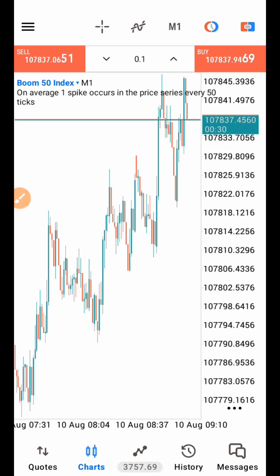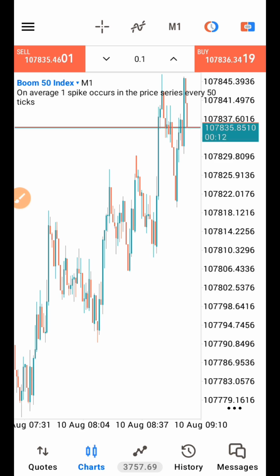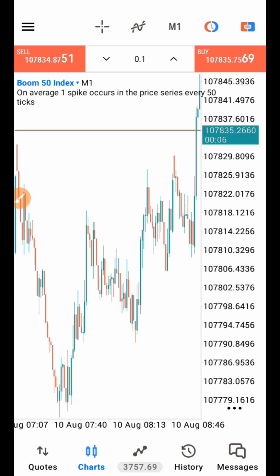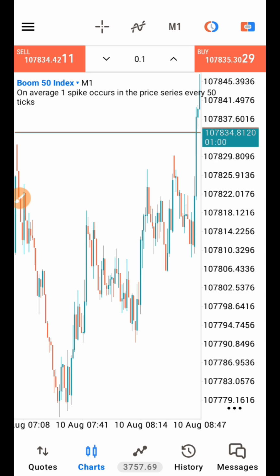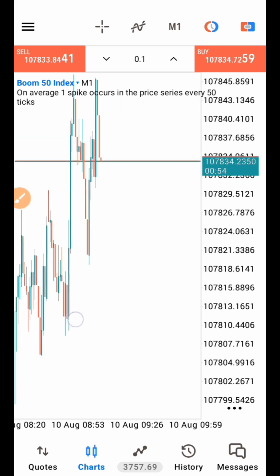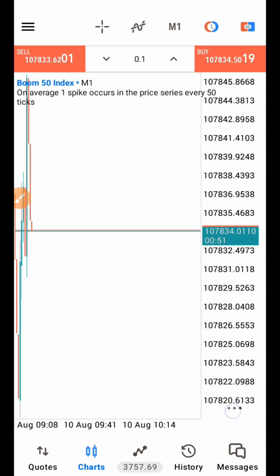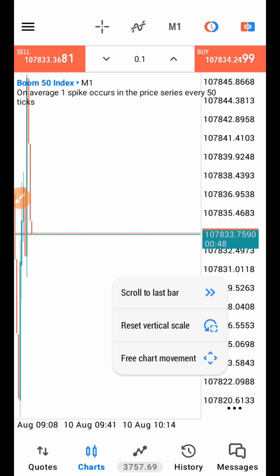So this is Boom 50, and Boom 50 is different from Boom 1000 or the Crash 1000. The movement of the market is very similar to volatility in another forex pair. If you are trading this particular market, there are three things you must know very well. I'm going to explain everything in this video, so stick to the end and don't skip any part. Let me quickly explain those things for you.